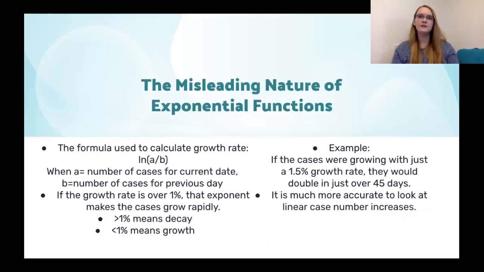An example of this is that if the growth rate was consistent at 1.5%, the case amount would double in just over 45 days. When we're looking at numbers like 176,000, in only a month and a half, we would be well over 350,000 cases, which would be detrimental. Because of the nature of logarithms and exponential growth, it is sometimes more accurate to look at these statistics linearly.